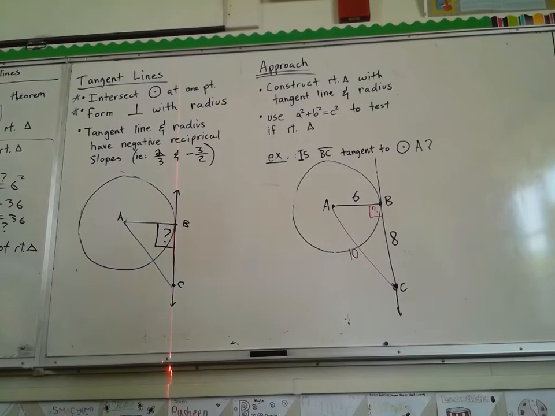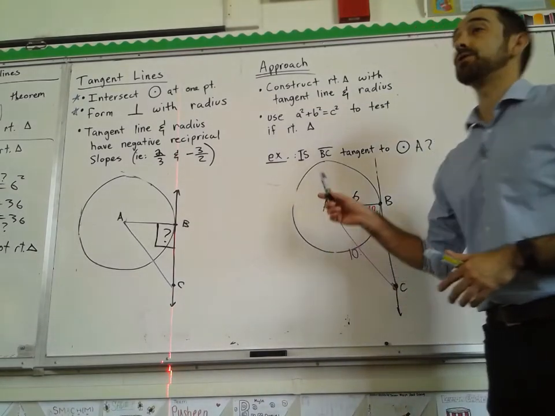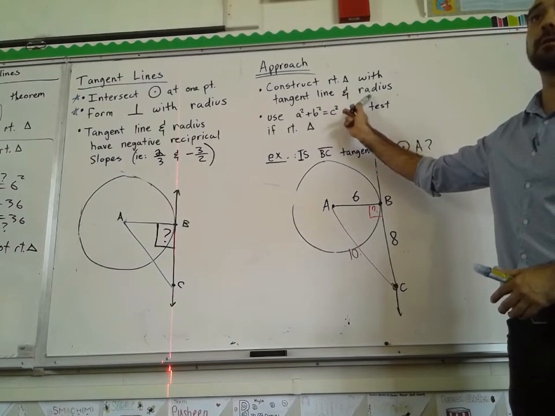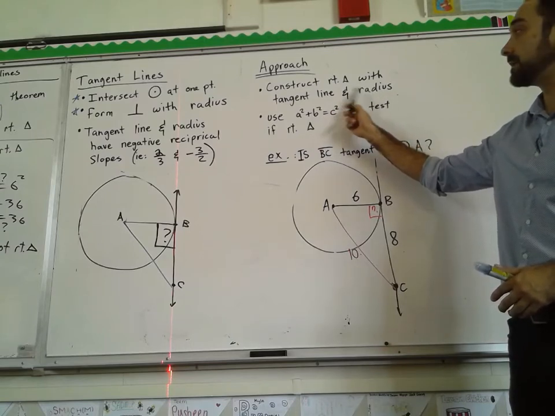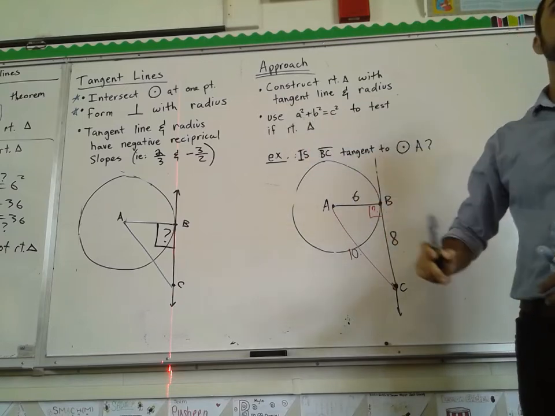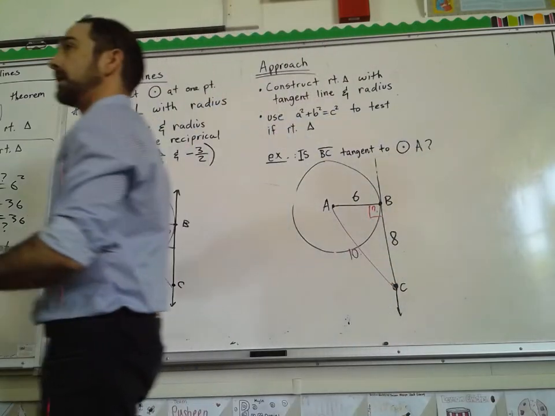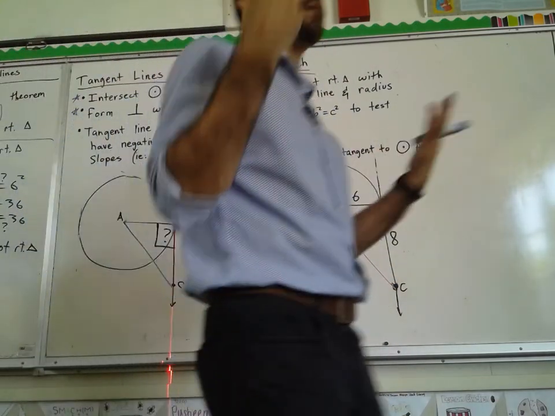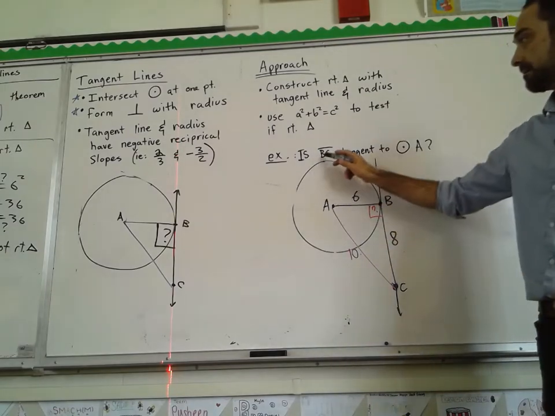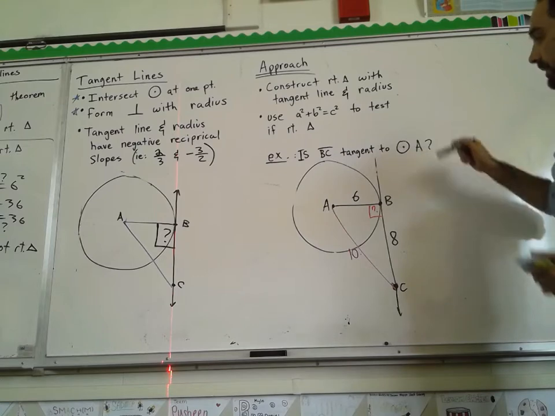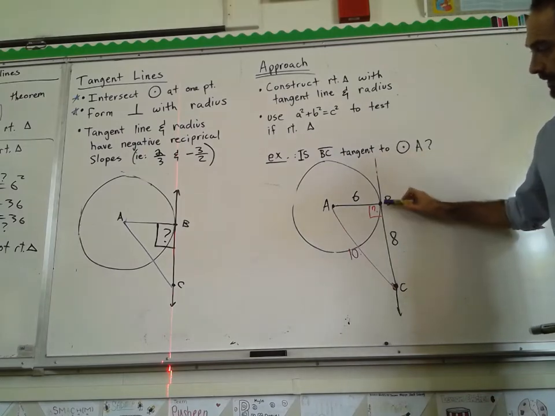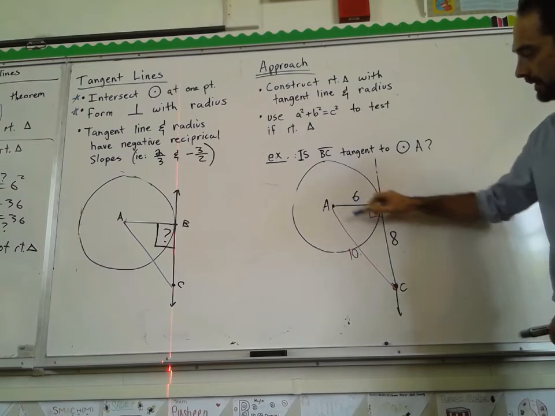All right, now we're looking over here, and this is going to be our approach. Construct a right triangle with the tangent line and the radius. That's going to already be given to you, but we could do that if you needed to. Use a squared plus b squared equals c squared to test if it's a right triangle. So we're just doing this test, but we know if it's true and it's a right triangle, then it's a tangent line. Okay, so let's see what we have. We have a triangle. Is BC line segment tangent to circle A? Here's BC. Here's my radius. All this is 10.